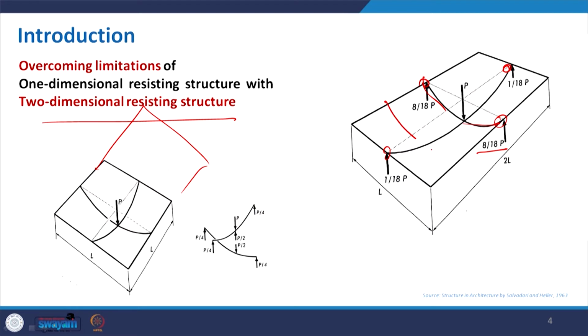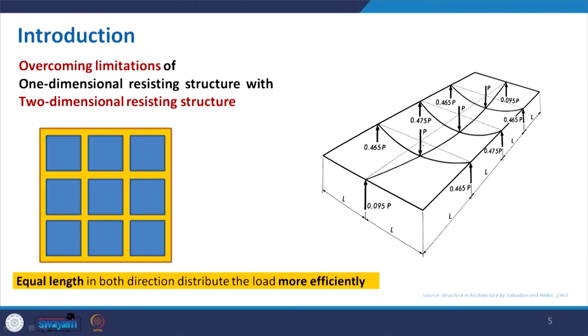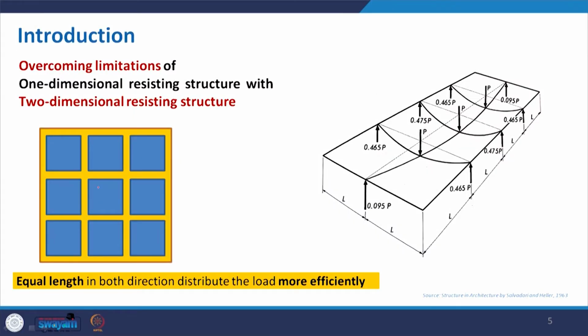And if you increase the number of these shorter side beams, then this load will be distributed further. Here you can see that the similar picture is now distributed more evenly. So, it shows that when we go for equal length in both directions, the load is distributed more efficiently. If this is a square of equal length, divided by a 3 by 3 grid of equal size, then any point load anywhere will be distributed more efficiently than in any other form.